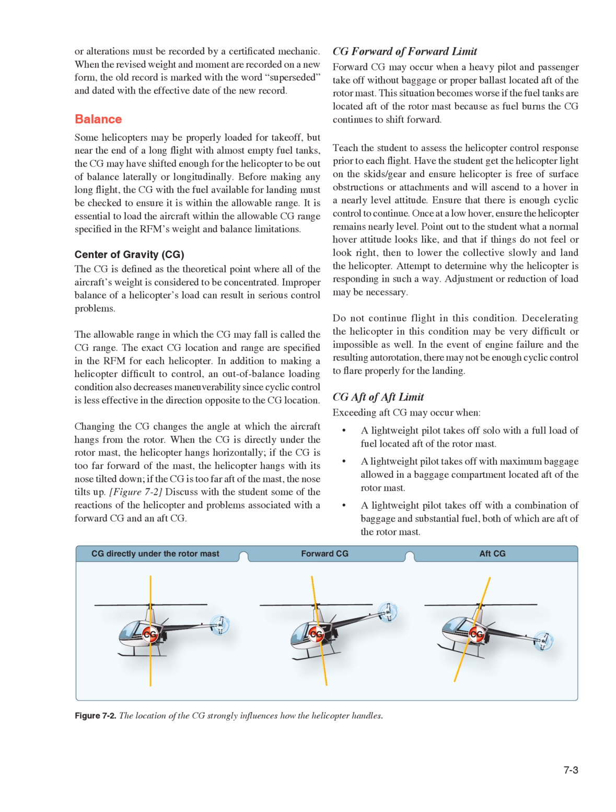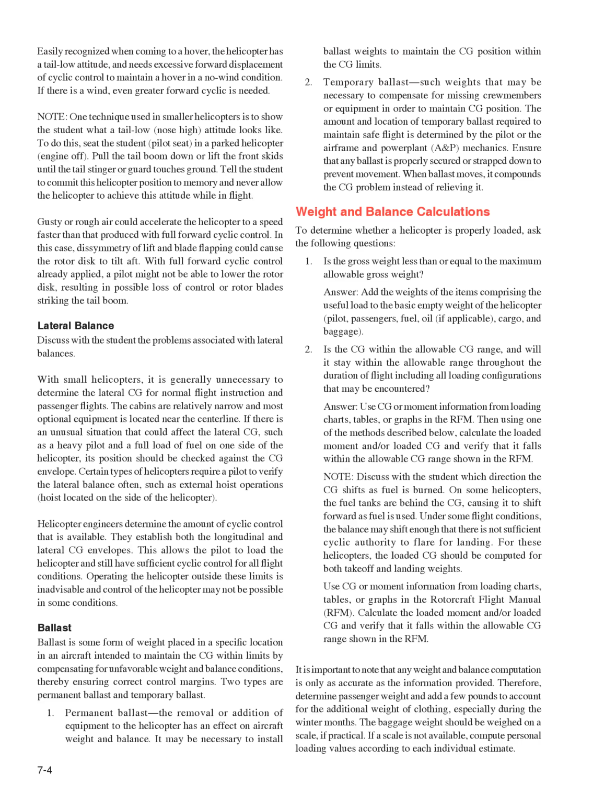A lightweight pilot takes off with a combination of baggage and substantial fuel, both of which are aft of the rotor mast. Easily recognized when coming to a hover, the helicopter has a tail-low attitude and needs excessive forward displacement of cyclic control to maintain a hover in a no-wind condition. If there is a wind, even greater forward cyclic is needed.